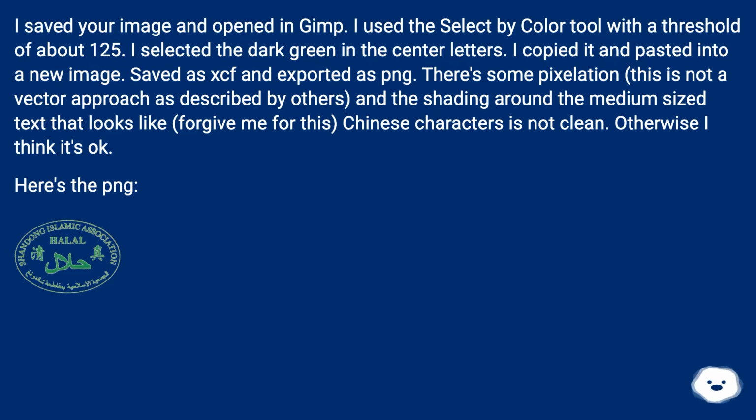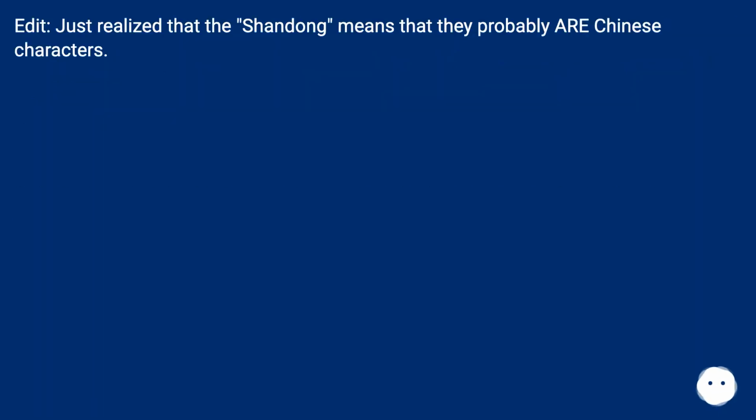There's some pixelation. This is not a vector approach as described by others, and the shading around the medium-sized text that looks like, forgive me for this, Chinese characters is not clean. Otherwise I think it's okay. Here's the PNG. Edit: just realized that the Shandong means that they probably are Chinese characters.